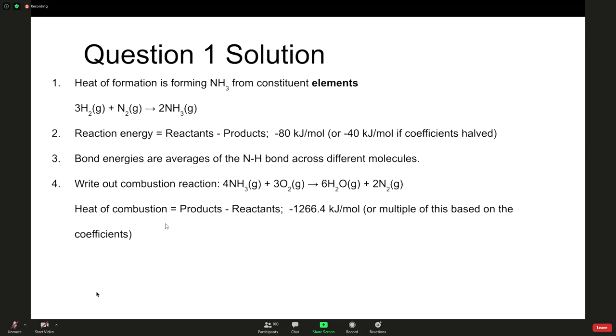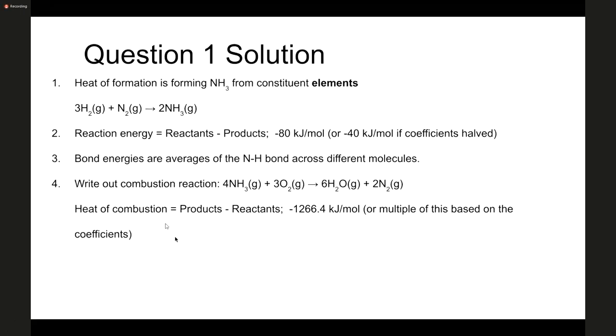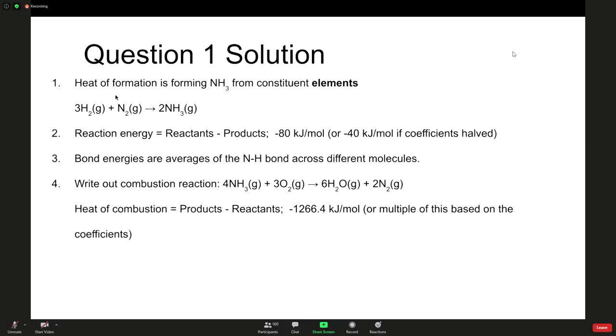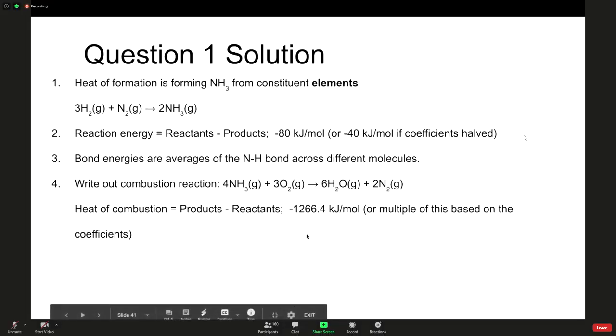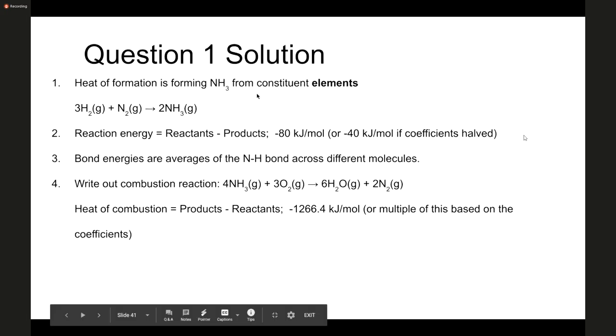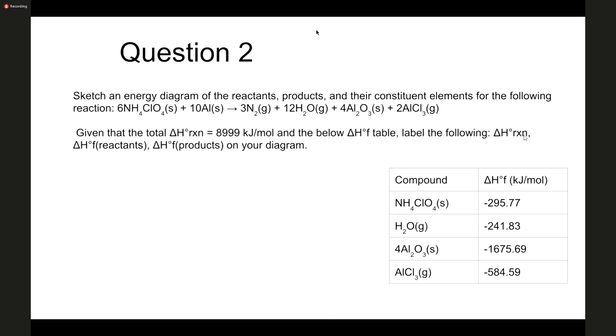So then, because you're using bond energy to find the energy of this reaction, because you're still using bond energies, you're still going to do reactants minus products instead of products minus reactants. But if we remove heat of formation, it would be the other way around.